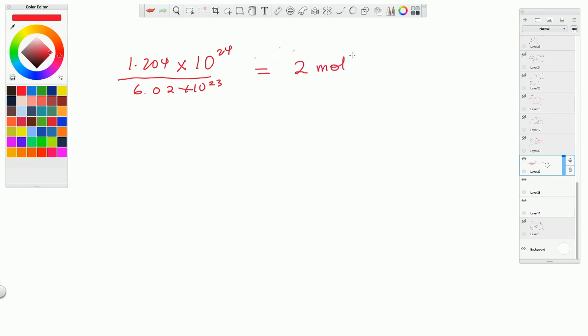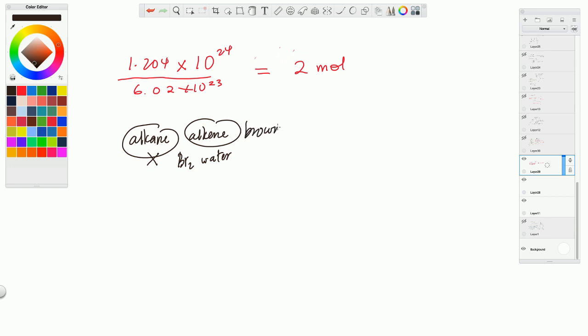All right, now the differentiation of organic compounds, for example, alkane and alkene. This one is easy. The easiest thing to do is just use bromine water. This one doesn't change, stays brown. This one, brown to colorless. So this is a very common question. Alkane and alkene can be differentiated very easily.